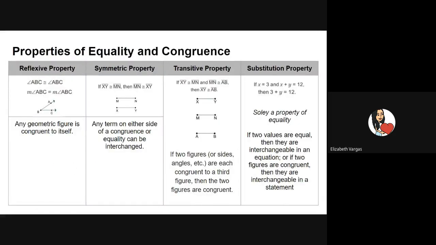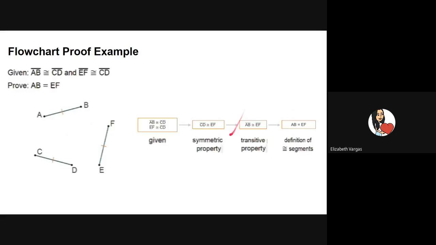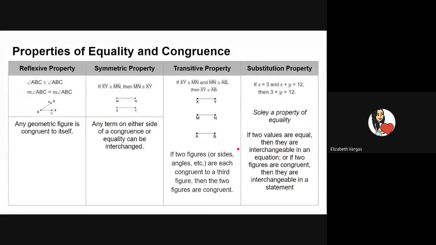Okay. So aside from proofs, I also want to introduce some different properties that we might see in proofs. For example, here we see the symmetric property, the transitive property. So we're going to get into what these actually mean. Okay, so we're going to look at the reflexive property, the symmetric property, the transitive property, and the substitution property.